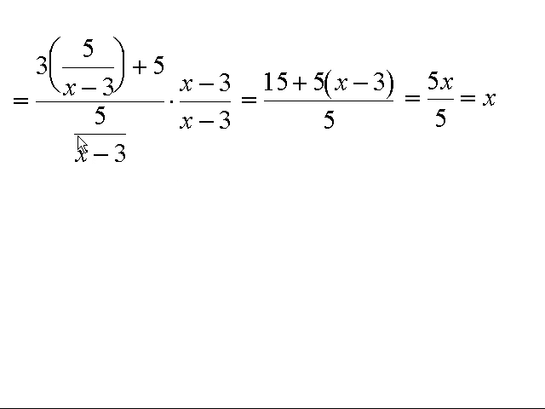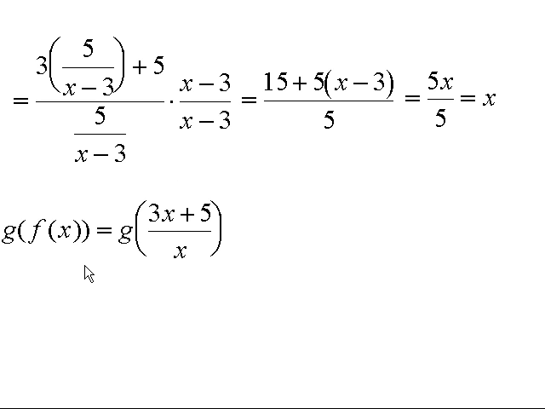It not only works for f of g of x, but it also works for g of f of x. g of 3x plus 5 over x, that's what f of x was, and then g applied to an argument. Remember, it was 5 over x minus 3, so the argument is on the bottom minus 3 with 5 on top. So let's put 5 on the top and the argument 3x plus 5 over x minus 3 on the bottom. Common denominator, let's clear out the fractions by multiplying top and bottom by x.